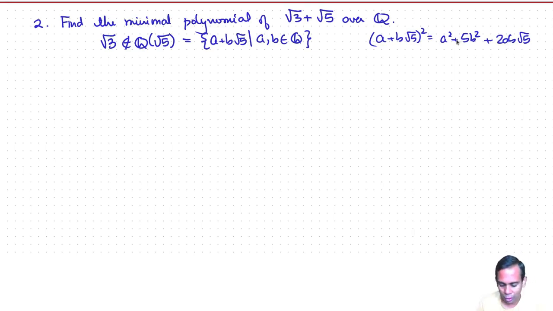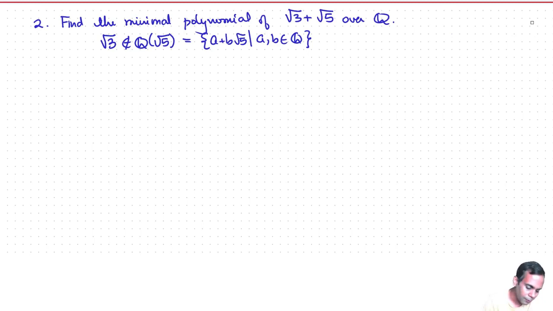But if a is 0 or b is 0, then you cannot have it. So for example, if a is 0, then you're looking at b root 5 squared, which would be 5b squared. But 3 is not a multiple of 5. So it cannot be that b root 5 squared is 3. And similarly, of course, a squared cannot be 3 because a is a rational number and square root of 3 is irrational. So we know that square root 3 does not lie in Q adjoin root 5. And very similarly, we know that square root 5 does not lie in Q adjoin root 3.